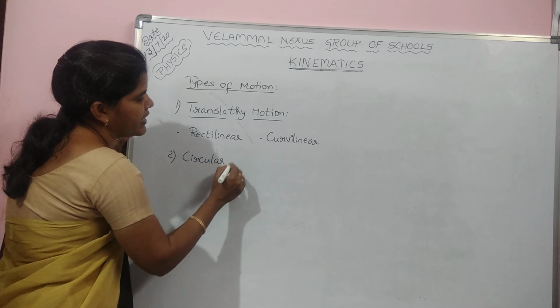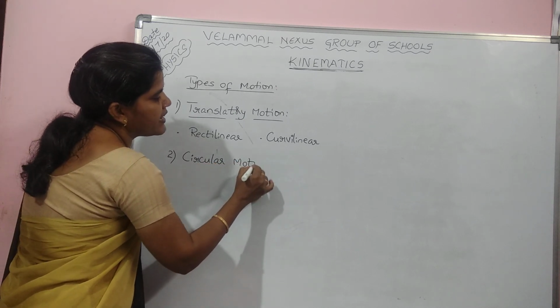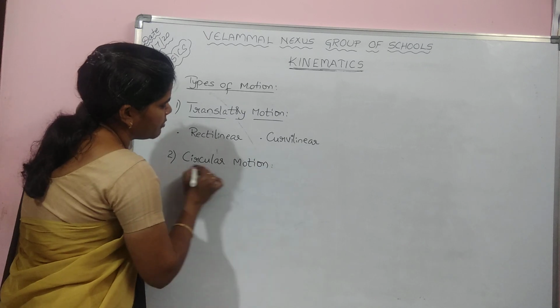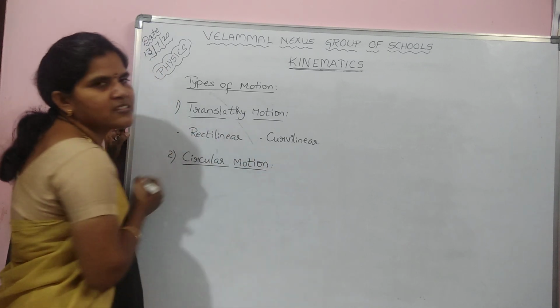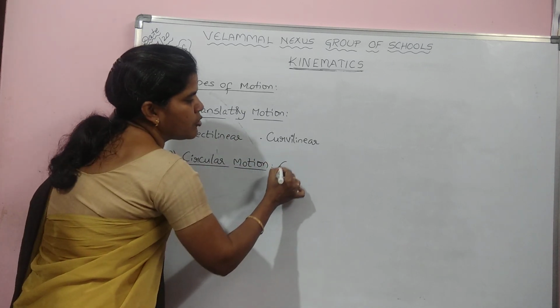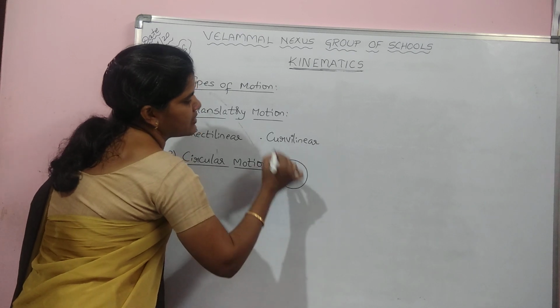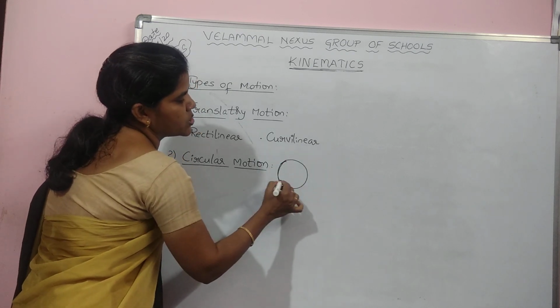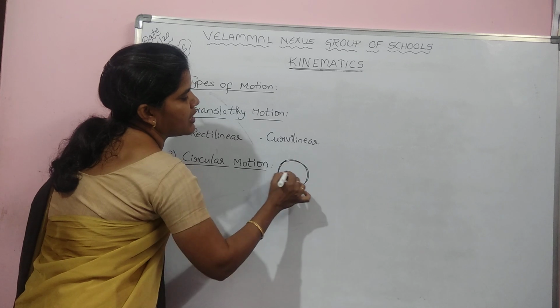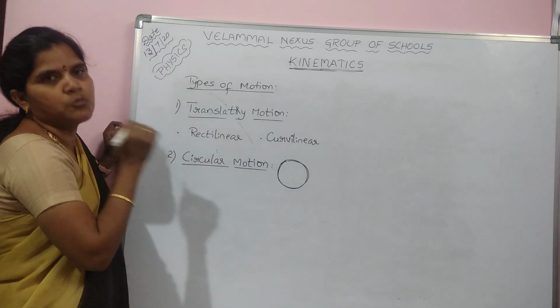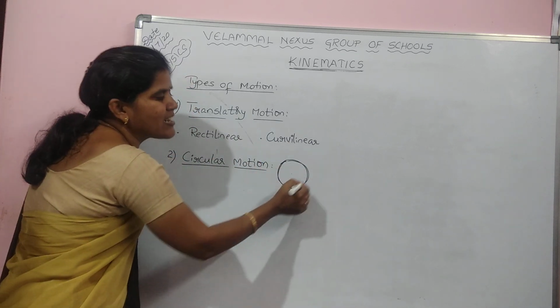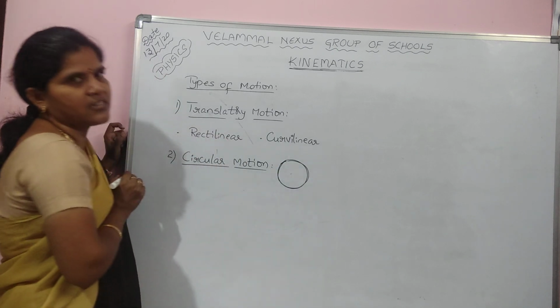If any body moves in a circular path like this, then it is a circular motion. If a body takes a circular path, then it is a circular motion, children.